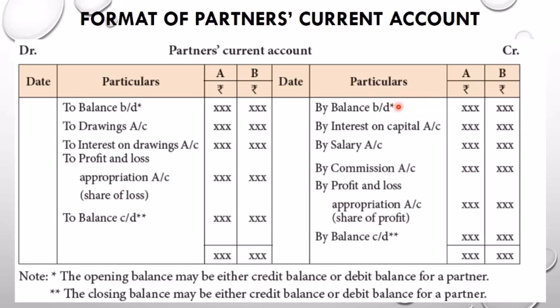Then let's see what are the things on the credit side. Interest on capital, salary, commission, profit and loss appropriation account. That is, if it is a profit that comes from the profit and loss appropriation account, then it will be shown on the credit side. If it is a loss, then it will be shown on the debit side. Then also on the debit side, we have drawings and interest on drawings. Yes, obviously the balancing figure, we may get a credit or a debit. Both are possible. Any one of them is possible.